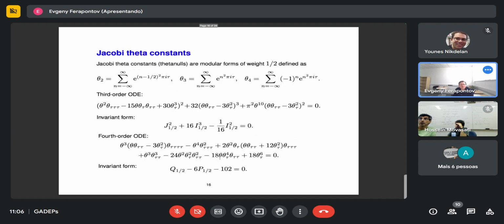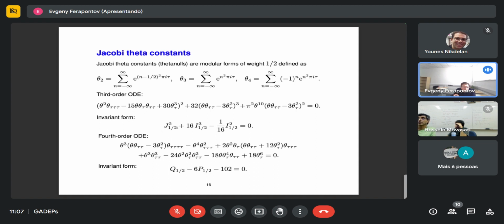All right. Then Jacobi theta constants. So here are three Jacobi theta constants, theta 2, theta 3, and theta 4. It was Jacobi who derived a third order equation for theta constants. And this is it. Here it is. This is a third order nonlinear ODE derived by Jacobi. And each of these theta constants satisfies one and the same equation, right? Namely this one. And in terms of the invariants, you have this, right?